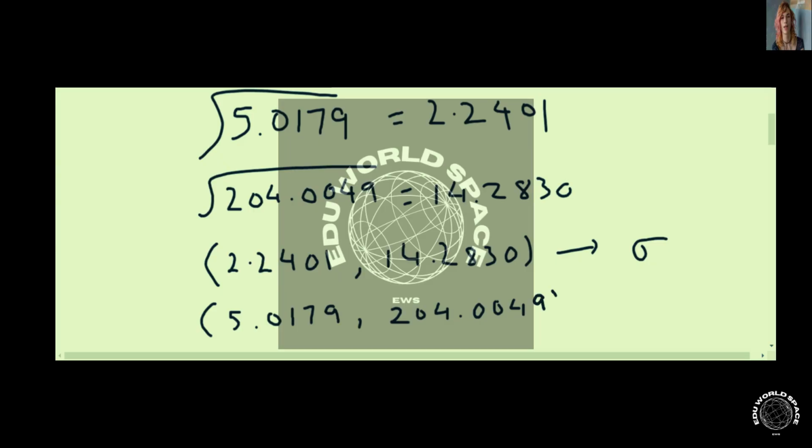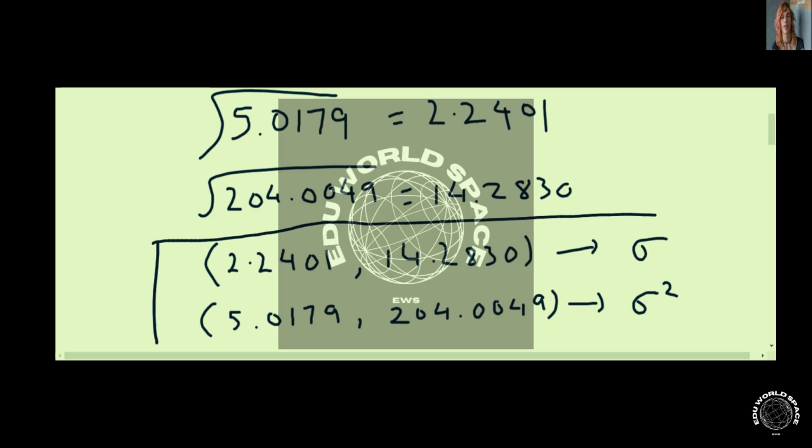So this is how you find the confidence interval for the standard deviation and the variance. I'm just going to mark this with the sigma squared so that we don't get confused. And there we go. Just going to put it in a box.